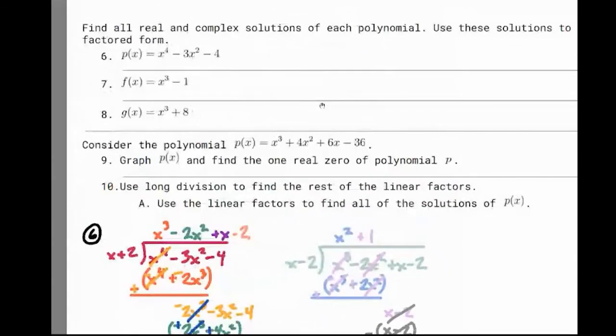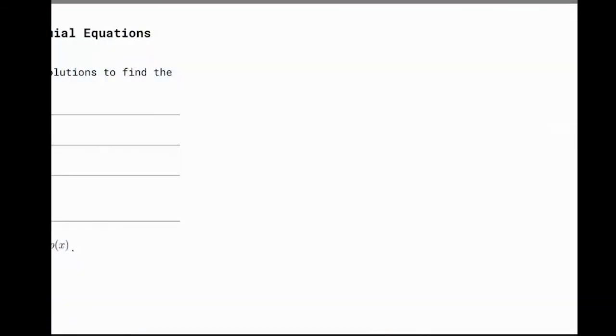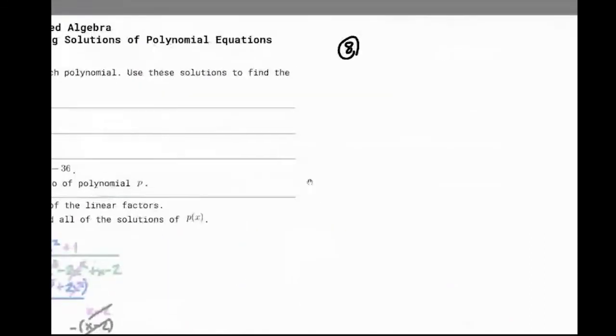Okay, now we're going to do number 8. It's x to the third plus 8. And again, we're trying to figure out those solutions and the factored form for it. So number 8, g of x is equal to x to the third plus 8.